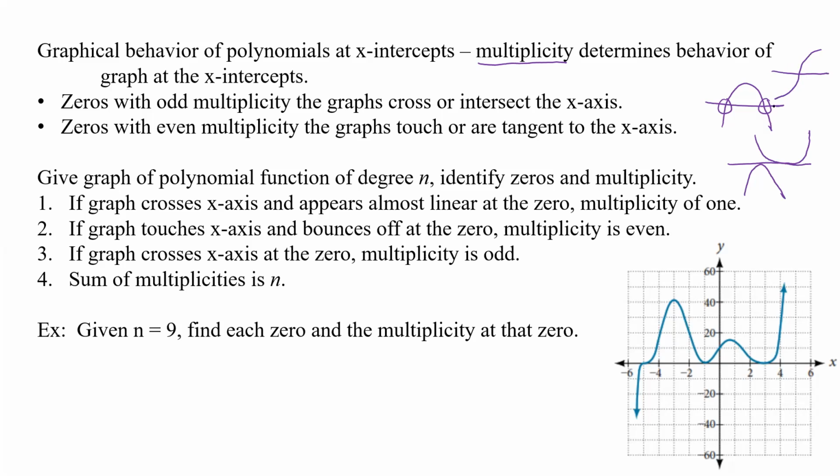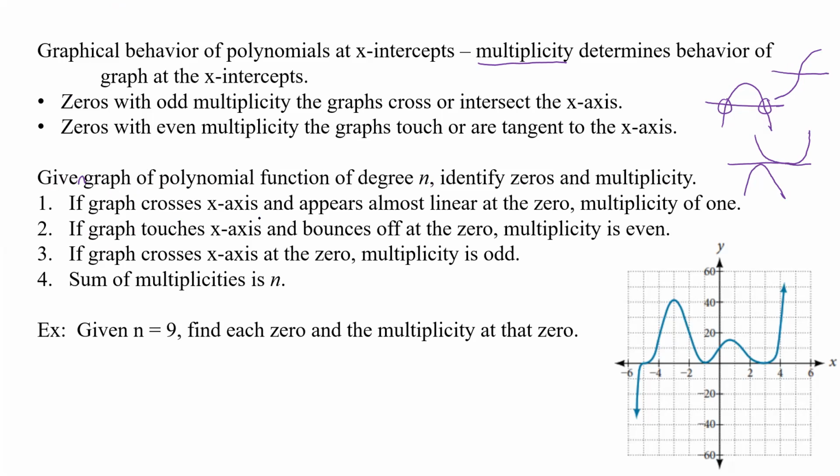Now, of course, we could have a graph that looks like that as well. And different values are going to give us different multiplicities. Okay, and that's this next part. So if we are given the graph of a polynomial function of degree n that identifies zeros and multiplicities, okay? I think that's supposed to say given the graph.